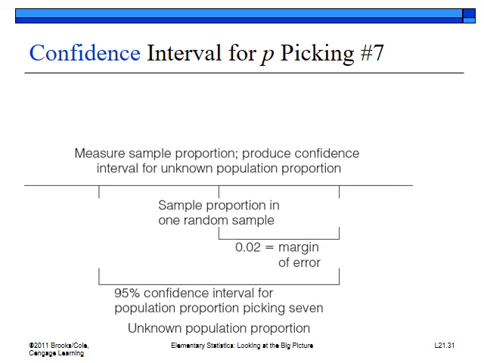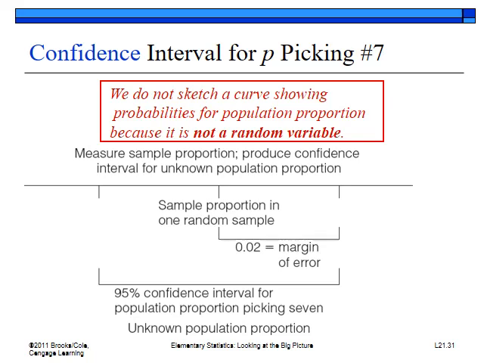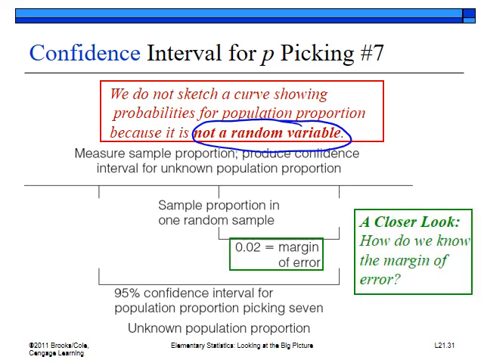When we talk about a confidence interval for P, here we don't know what P is. We take our sample proportion, and then we produce a confidence interval for the unknown population proportion. Remember, we're not looking at a curve in this case because that population proportion is not a random variable. What we'll do is we'll take our sample proportion and we'll add and subtract the margin of error. That will create our confidence interval. Now, how is that margin of error determined?